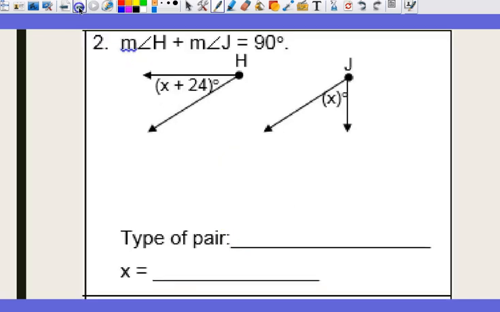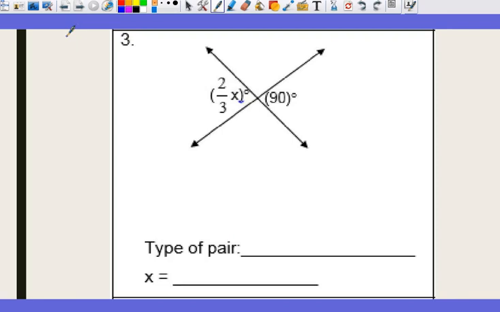Moving on to number 3. Raise your hand if you think you know what these two angles are. My question is, raise your hand when you think you know what those two angles are. But we're going to wait a second. All right, what do you think it is? You already said it out loud.